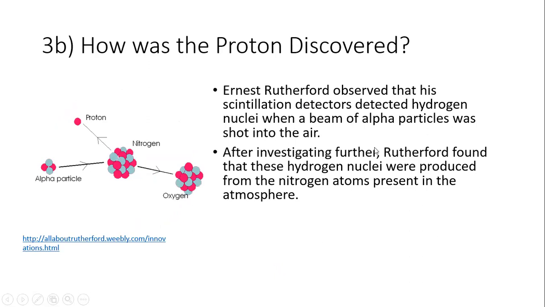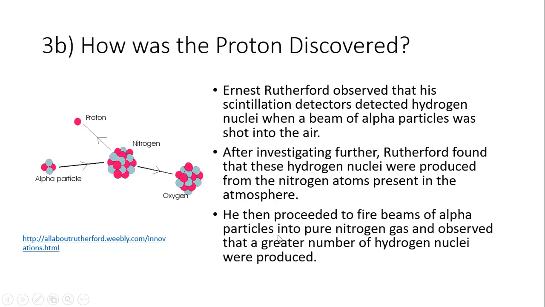After investigating further, Rutherford found that these hydrogen nuclei were produced from nitrogen atoms present in the atmosphere. He then proceeded to fire beams of alpha particles into pure nitrogen gas and observed that a greater number of hydrogen nuclei were produced. So he tried it out in air. He found that proton is produced.